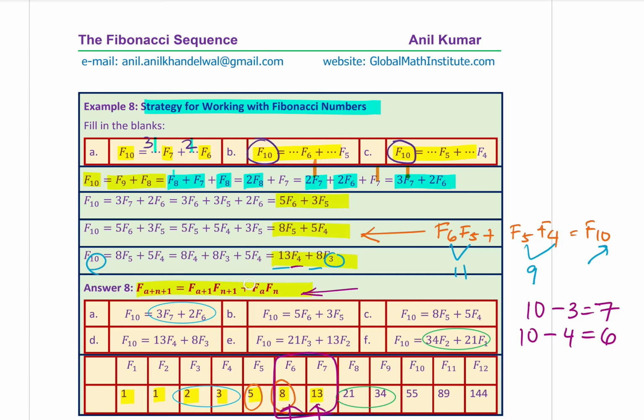So you can take the last term as Fn, and then the previous to that add 1 and 1 to both of them, and then the previous to that, F(a+n+1), right? So that is how you get your formula. You can actually figure out how far you are from the number. That gives you an idea. So this particular method of figuring it out is a very interesting way of doing it.